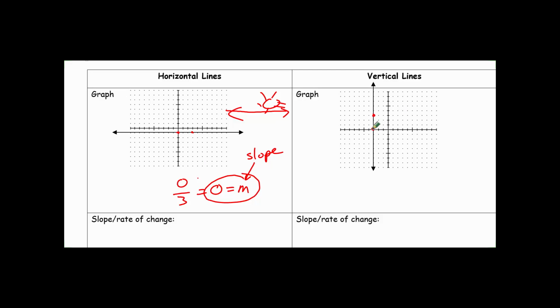Alright, let's see my vertical line. Let's go from this point here to this point here. My rise is 1, 2, 3, and my run, I'm running 0. So can I take 3 and split it 0 ways? No. So that is undefined.